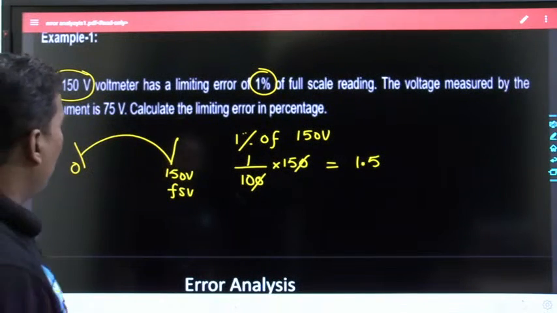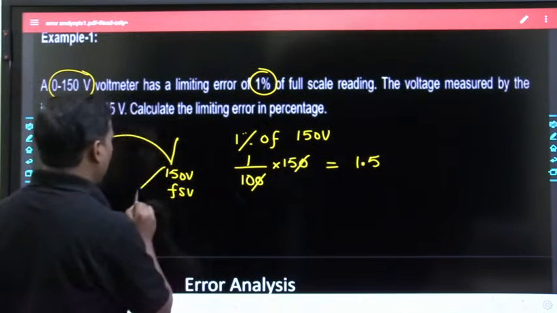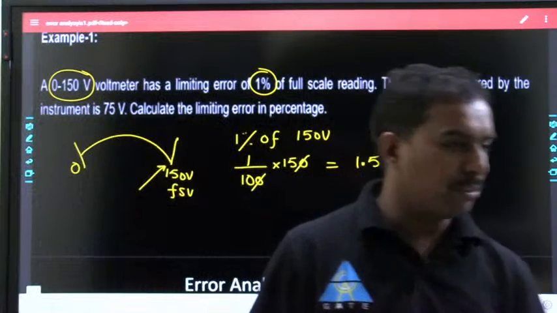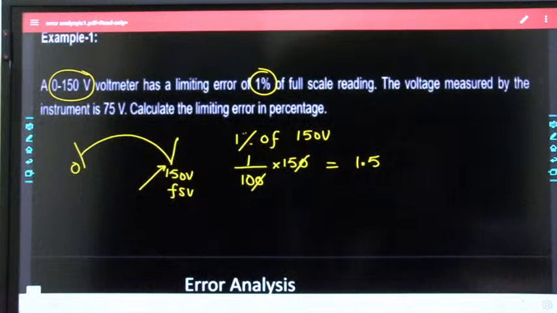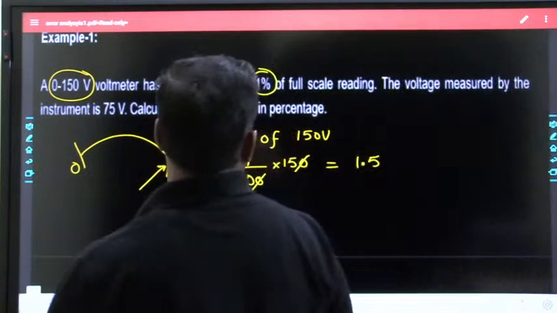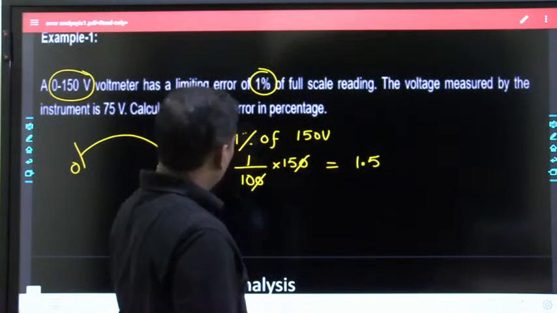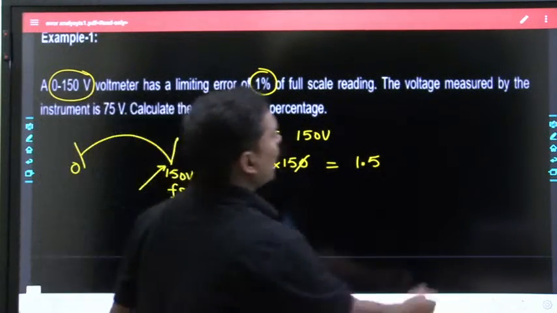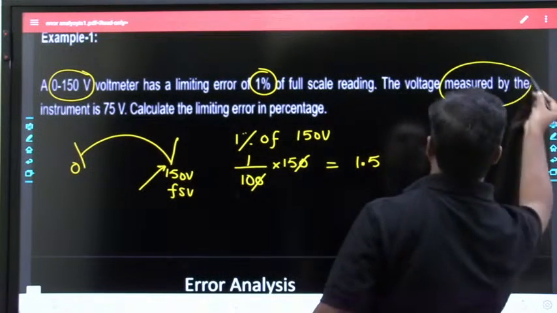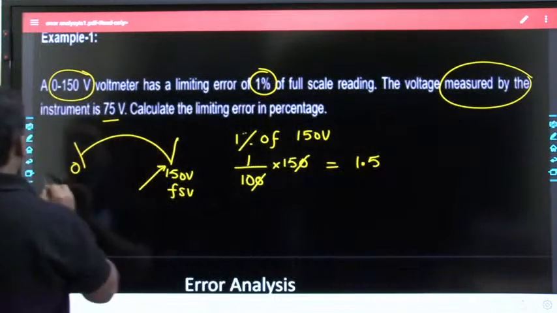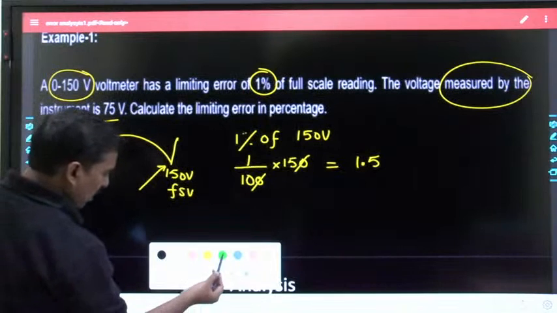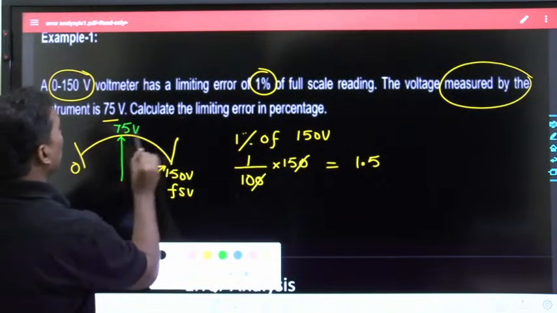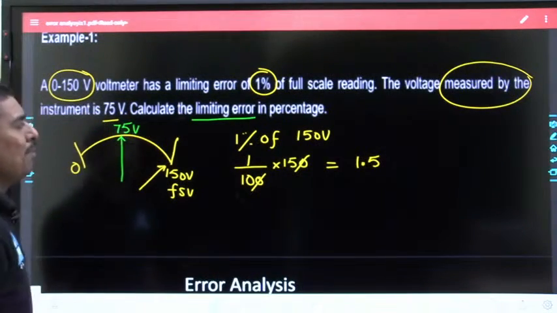That means whenever it has to read 150 volts, it will read 1.5 lesser. All of you clear? This is the error over 150 volts. But the voltage measured by the instrument is 75 volts. So for 75 volts, what is the error? That is what we call limiting error.